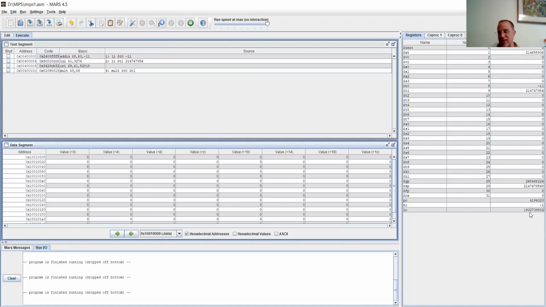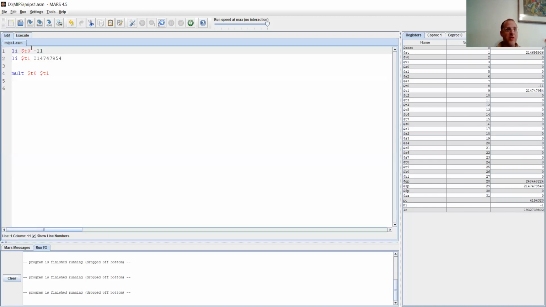So I have a question. Is there overflow here or not? What's wrong with this result? I multiplied a negative number times a positive number. I should have gotten a negative result, right? Did I get a negative result? No, I got a positive result. But if I look just at the high, it looks fine. It looks like I got a negative.